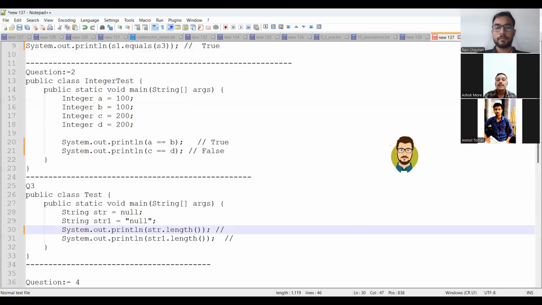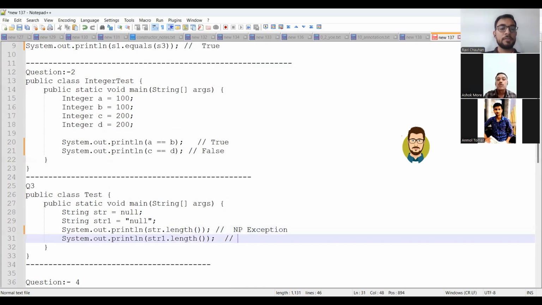I think it will give an error because we cannot count the length of a null value. Line number 30, right? Yes, sir. And line number 31 and also 40. Also, it will give an error. Suppose it gives an error in line 30, so the code execution will not go ahead.